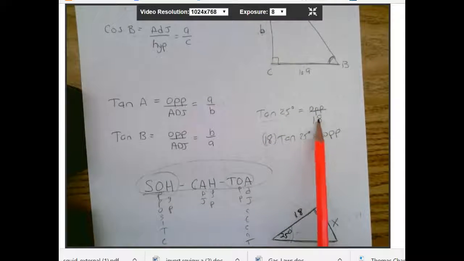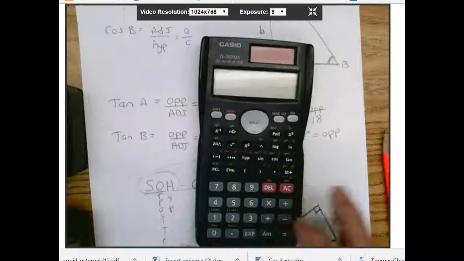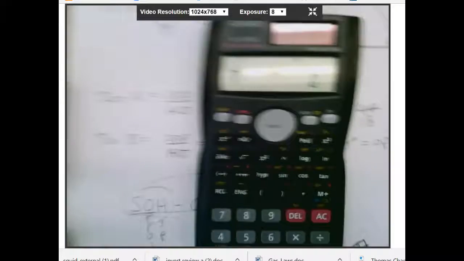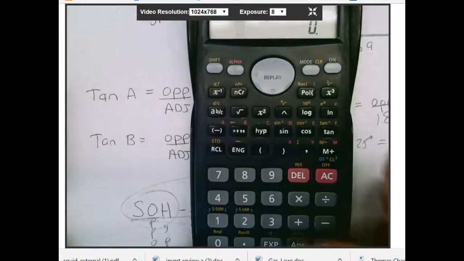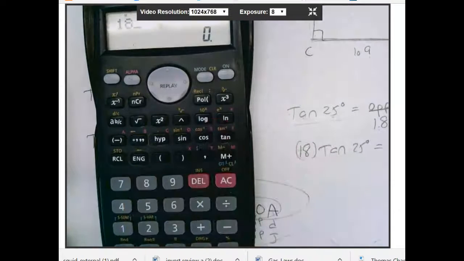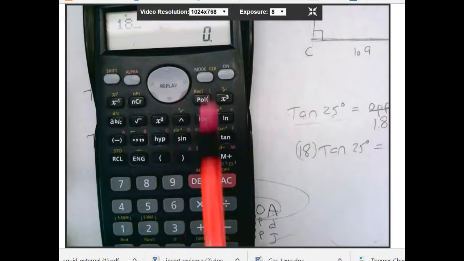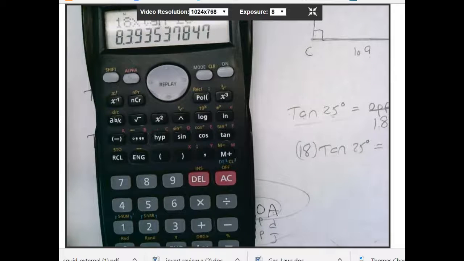Okay. But then we know if we want to figure out this opposite, we're going to multiply 18 by the tan of 25. And then we're just going to use our calculator to figure these out. And you'll see on my calculator here, yours is probably pretty similar. Let me go closer. There are some buttons on there: we've got tan, cosine, and sine. So I'm going to plug in 18 times the tan of 25. That tells us 8.39. So that's what x is, 8.39, because of those ratios.